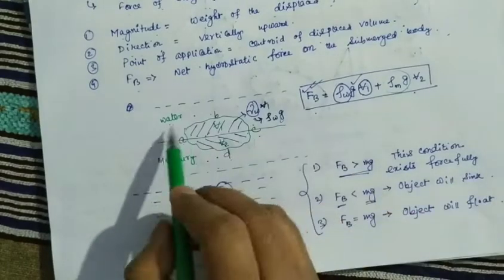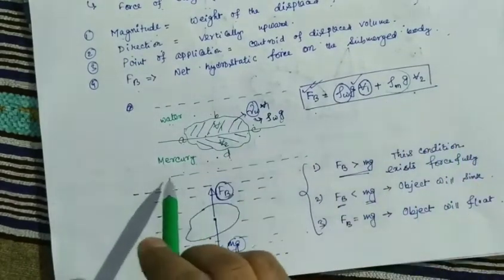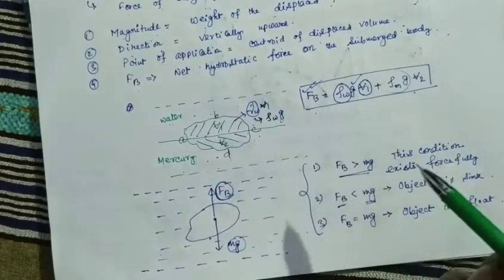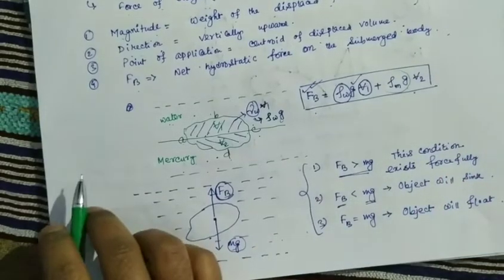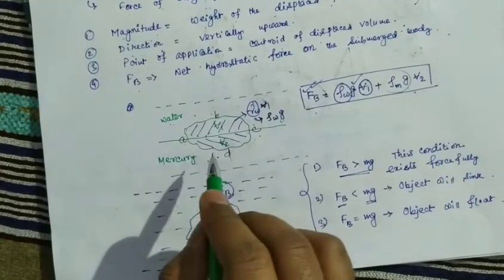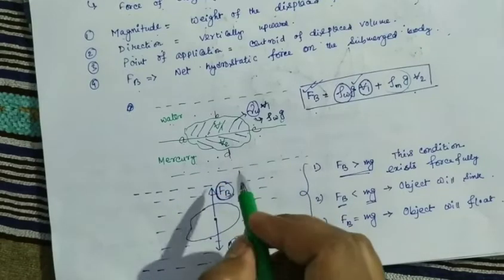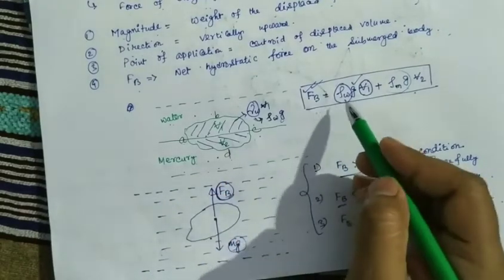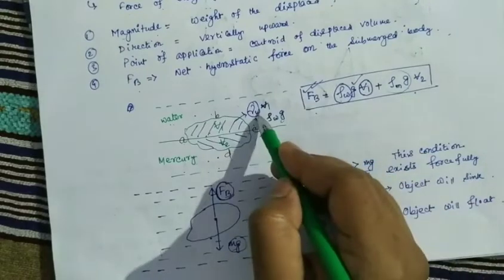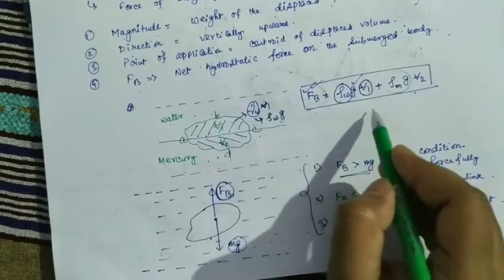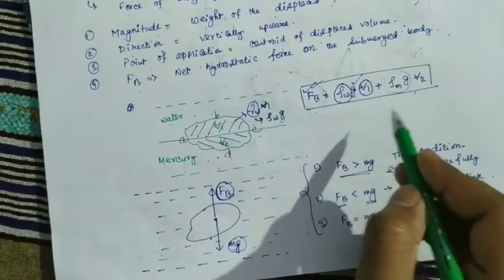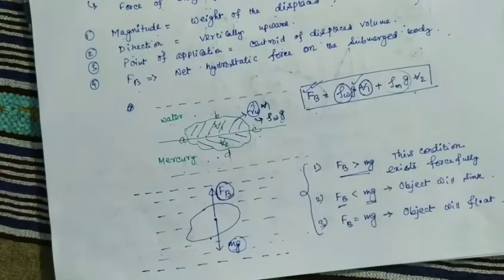This is one of the most popular questions asked in examinations. You just have to find the total buoyancy force. In the question, gamma W will be given and volume will be given. You have to find the total buoyancy force, something like that.